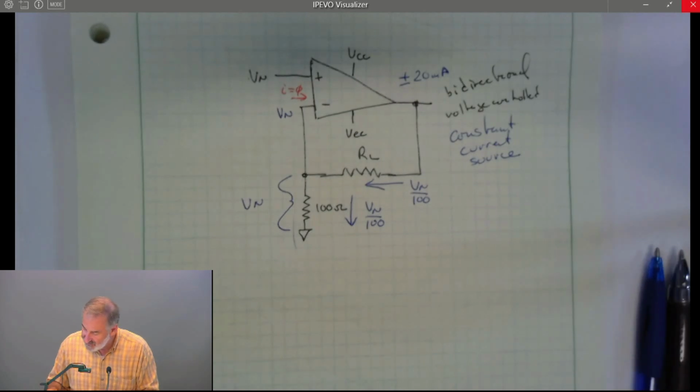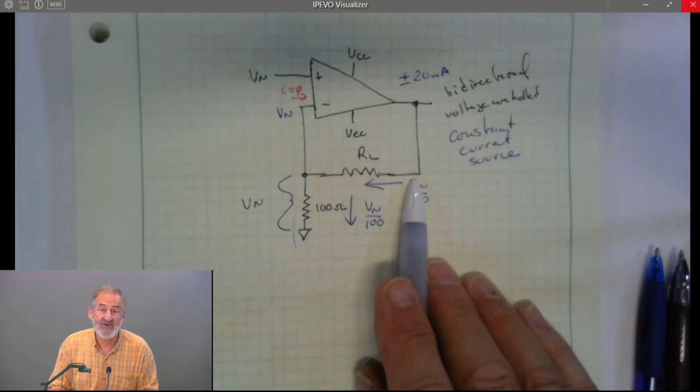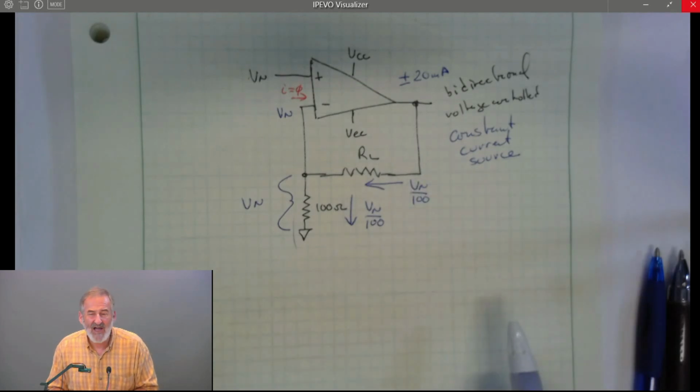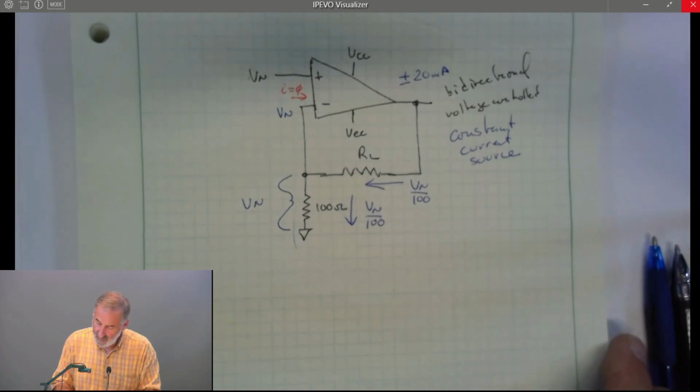One other issue about this circuit is notice that neither end of RL is connected to ground. This is known as a floating load. That's fine. There are some loads that require that one end be connected to ground, and you'll see that the transistor, the BJT version of this current source, has a grounded load. You'll build both this version and the grounded load BJT version in the lab. One more circuit.